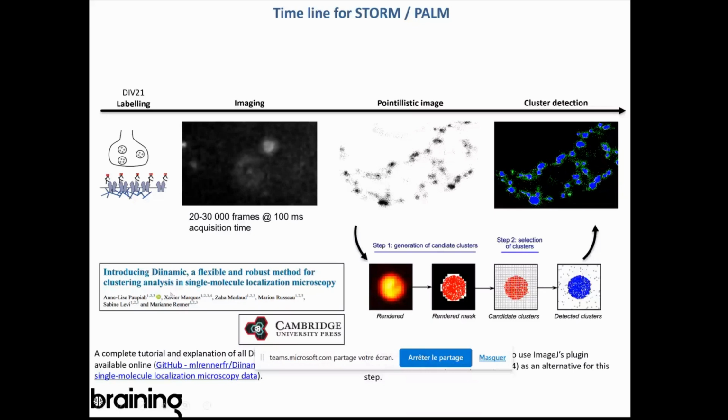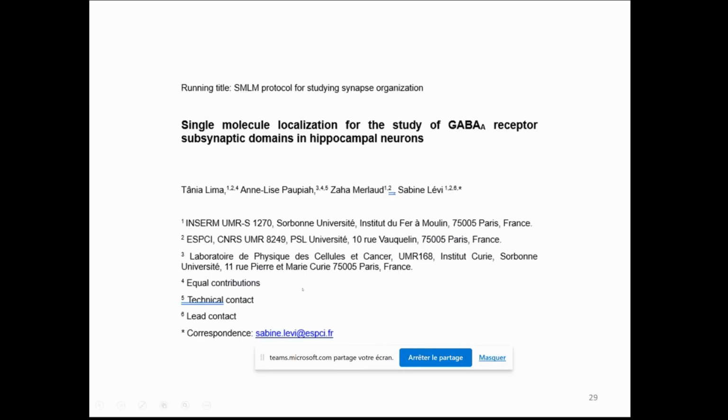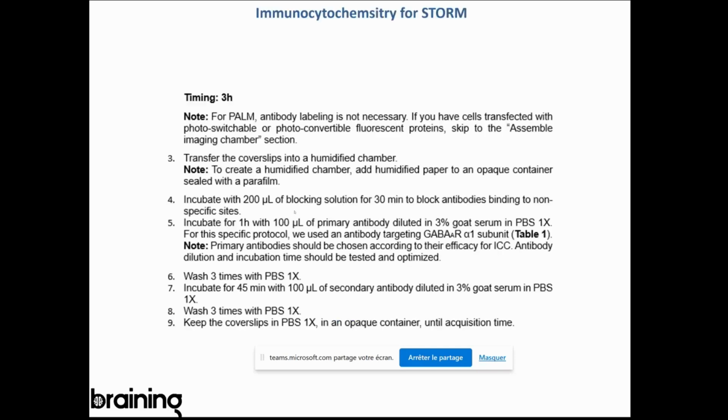program. I don't have the time to discuss this program. They are accessible, actually, freely. We have one that we are using and that we actually modified, so it's really good to be able to see the cluster and to resolve the cluster. But you also have some plugins on ImageJ that exist and that you can use. Okay, so we are actually right now writing a protocol for the single molecule localization study of the GABA receptor. So if you are interested, it's not published yet, it's ongoing.